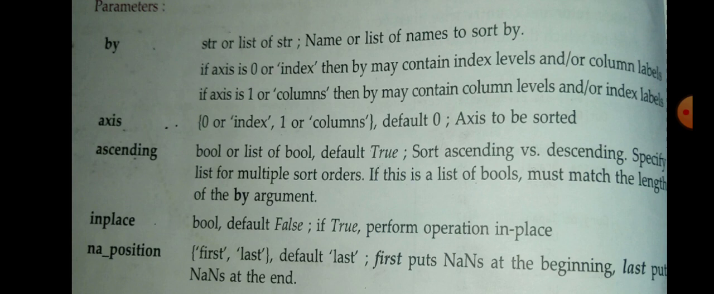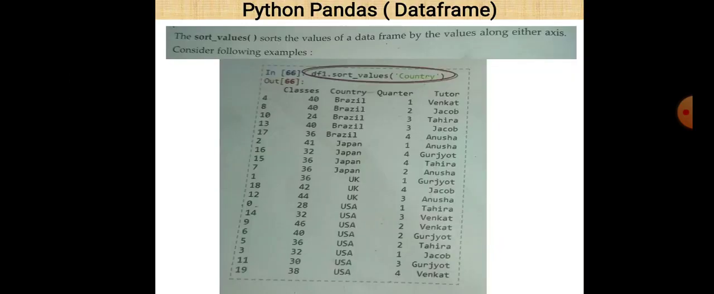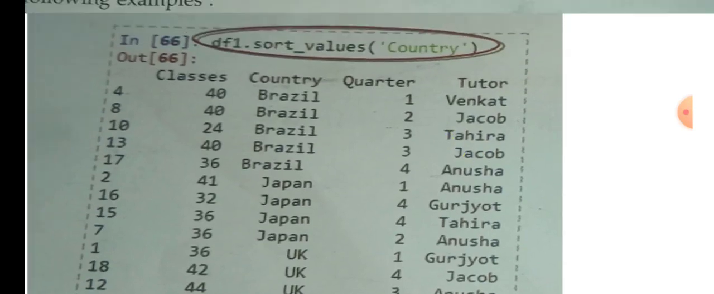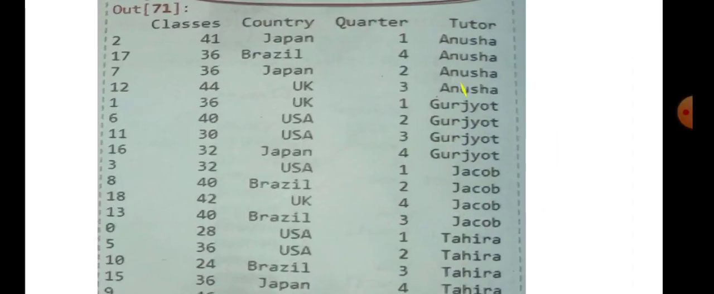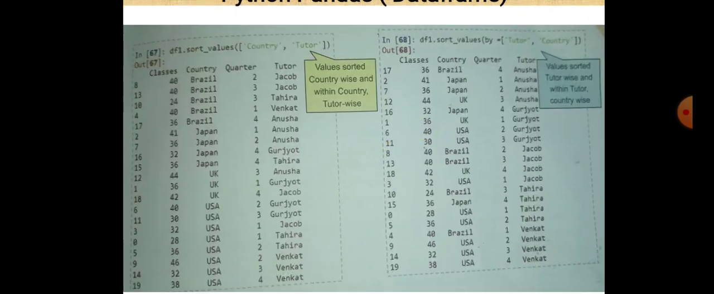But if you want to show these values in the data frame first, then just put na_position equal to first. And this is a first example of sort_values in which data is sorted according to country wise, and then theta wise, then country and theta wise. If two columns are given, then first of all data will be sorted according to the first column, and then if the value is found to be the same for the first column, then data will be sorted according to the second column.